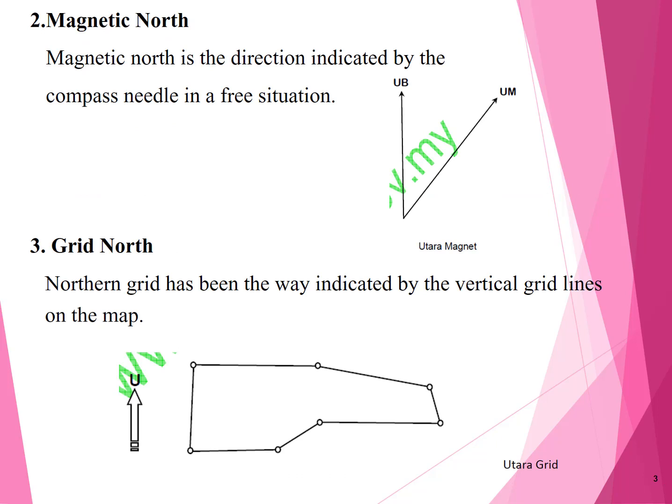Second, magnetic north. Magnetic north is the direction indicated by the compass needle in a free situation. Third, grid north. Grid north is the way indicated by the vertical grid lines on the map.